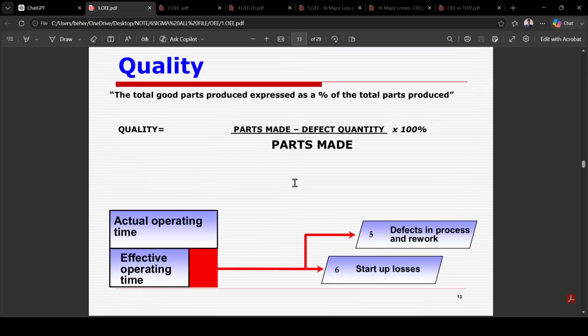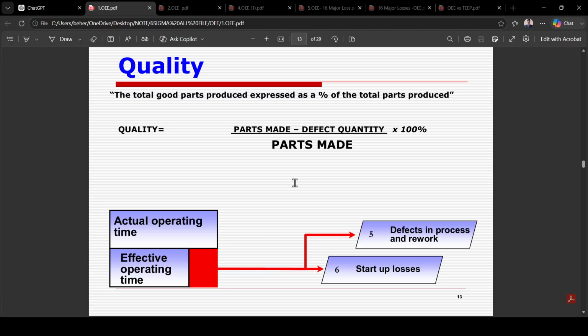Then quality. The total good parts produced, expressed as a percentage of total parts produced. Quality equals parts made minus defect quantity, into 100%. Parts made. So actual operating time, effective operating time.